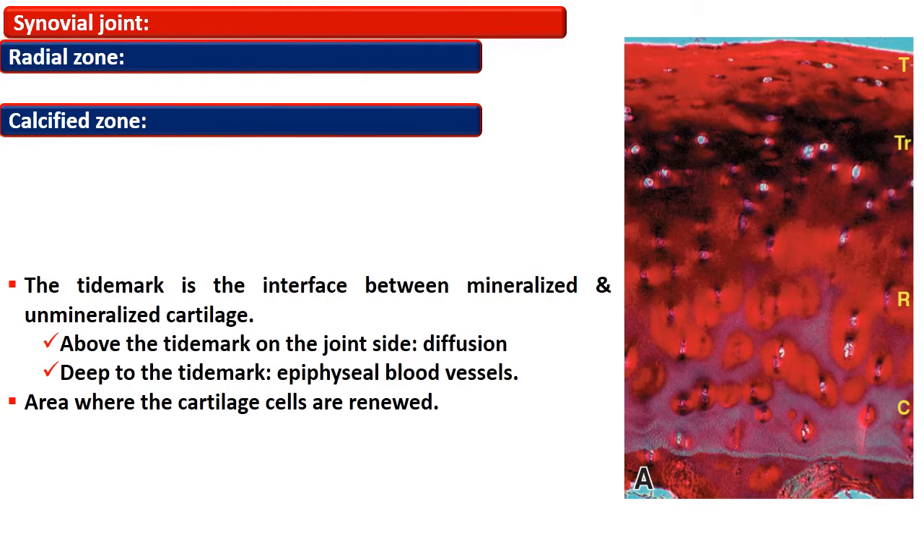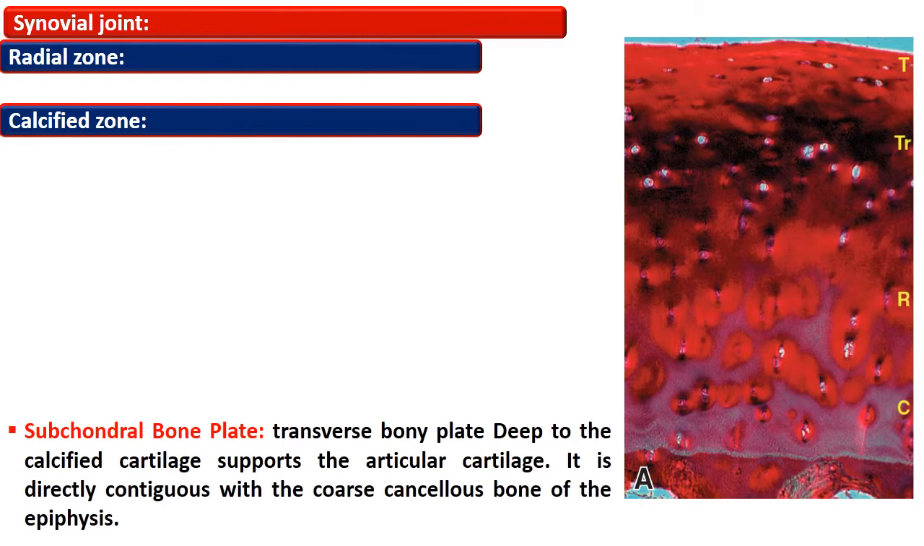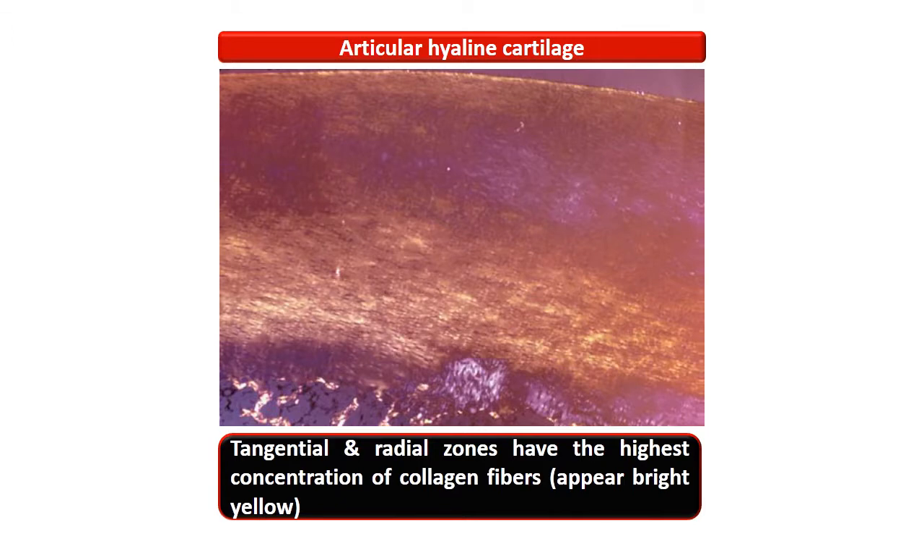The area above this tide mark gets its nutrition by diffusion, and the area below gets the nutrition by the epiphyseal blood vessels, and this is the area where the cartilage cells are renewed. Under this area there is the subchondral bone plate. The tangential and radial zones are the zones which contain the highest concentration of collagen fibers.